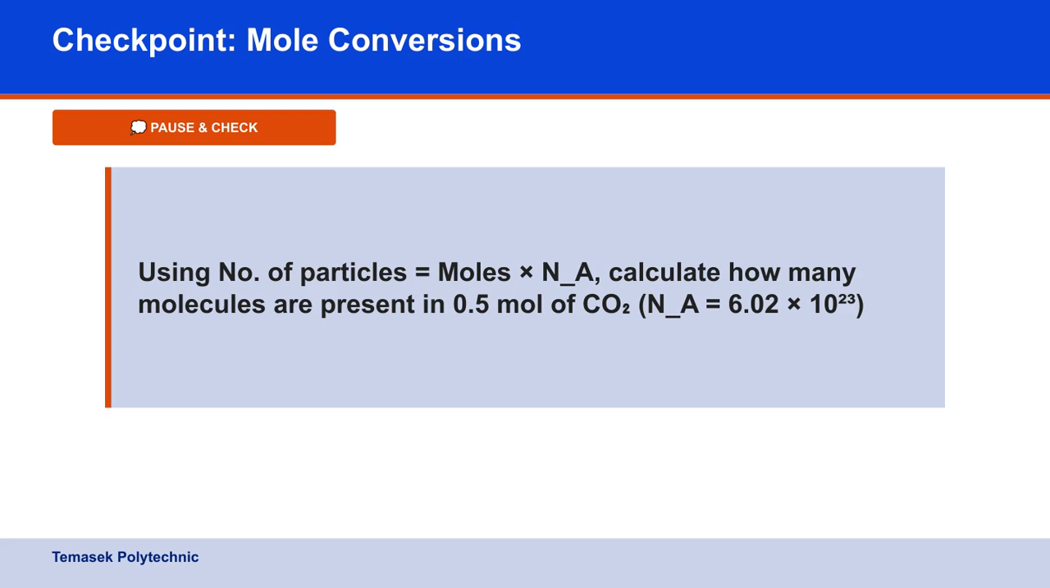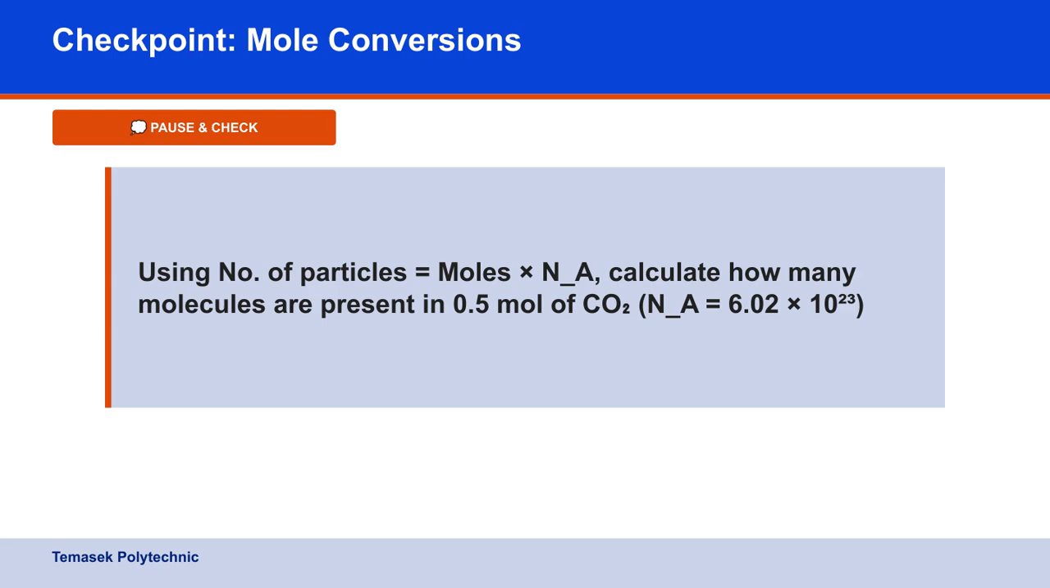Pause now. So we are using the relationship number of particles equals moles multiplied by Avogadro's number. We have 0.5 moles of carbon dioxide, and Avogadro's number is 6.02 times 10 to the power of 23. Multiplying 0.5 by 6.02 times 10 to the power of 23 gives us 3.01 times 10 to the power of 23 molecules of carbon dioxide.